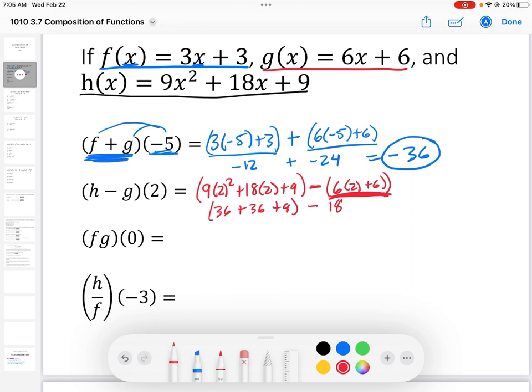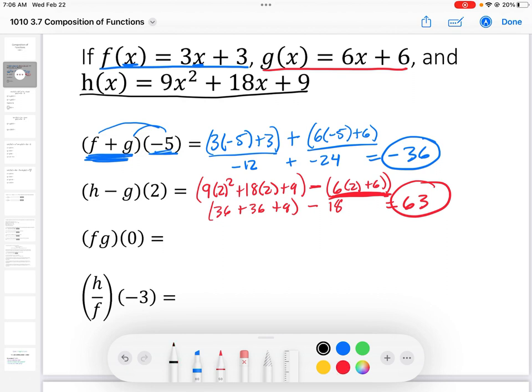So to finish this out, we'll do 36 plus 36 is going to be 72. Plus 9 would give you, I think, 81. And then if you subtract 18 from 81, you're going to get 63, I think. I might have calculated that wrong, so if I didn't do that arithmetic correctly, you can fix that mistake yourself. But I think it would be 63 because you get 72, 81, and 81 minus 18, I think, would equal 63. So that's how you do that one.